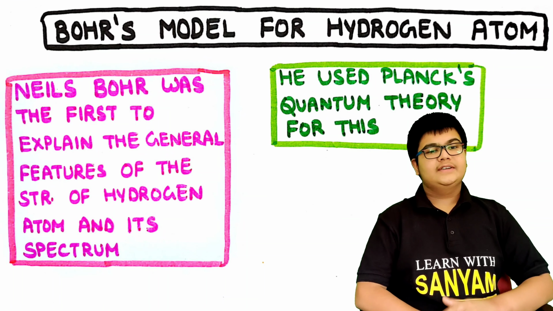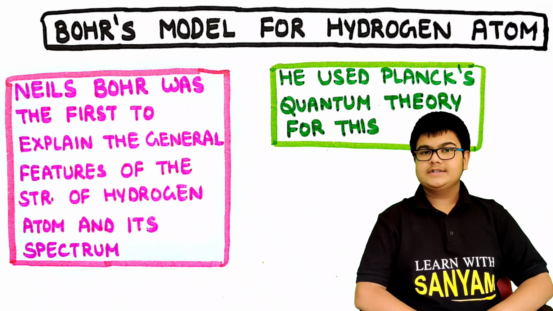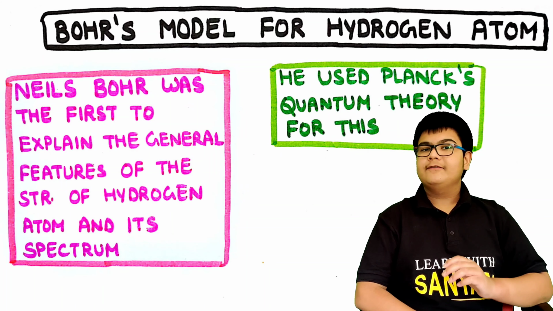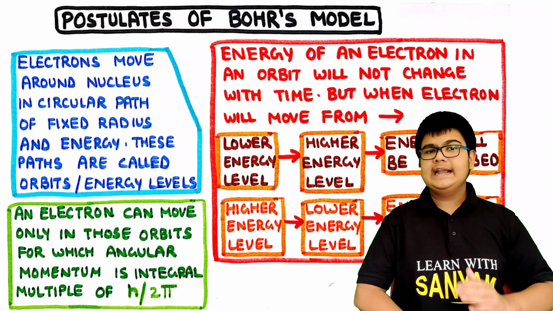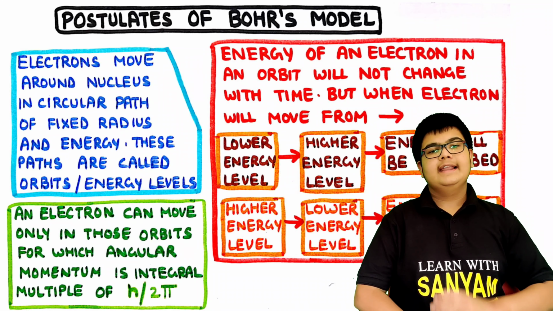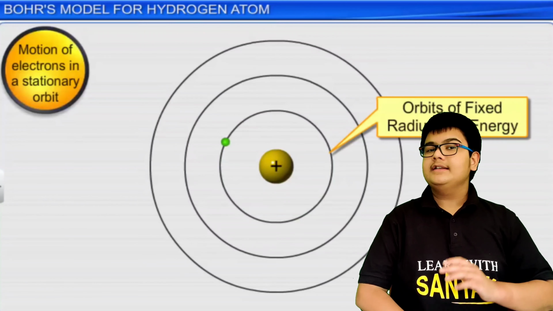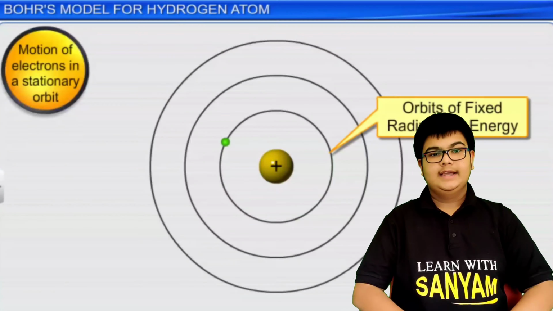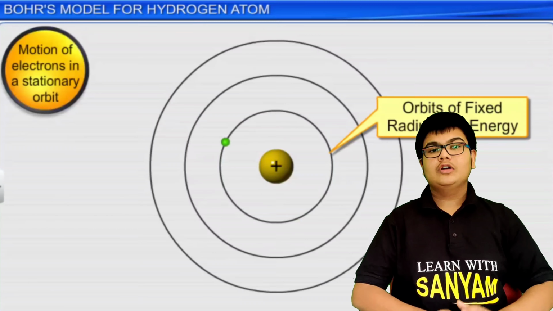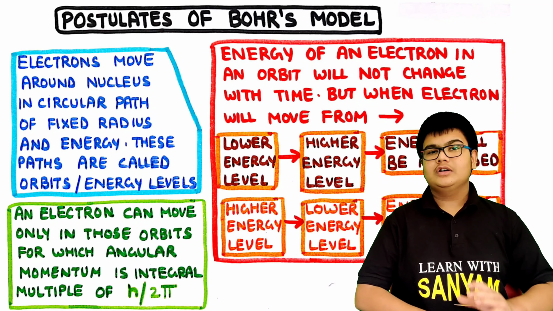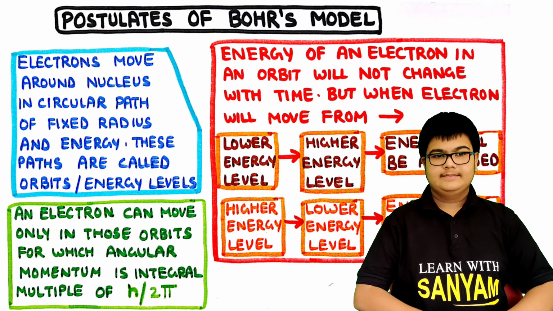Niels Bohr was the first to explain the general features of the structure of hydrogen atom and its spectrum. He used Planck's quantum theory for this. So let's see the postulates of Bohr's model. First, electrons move around nucleus in circular paths of fixed radius and energy. These circular paths are called orbits or energy levels. So he coined a new term, that is orbits.